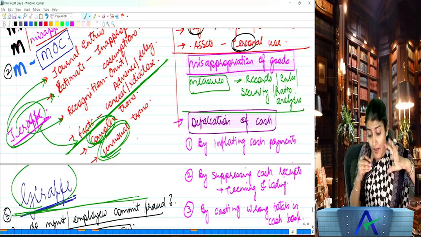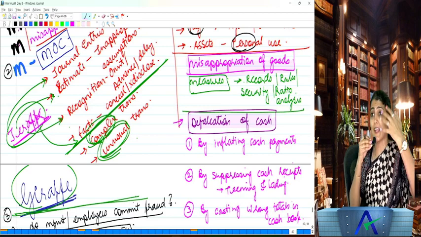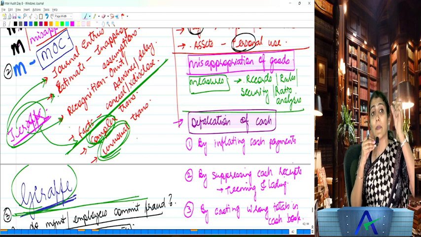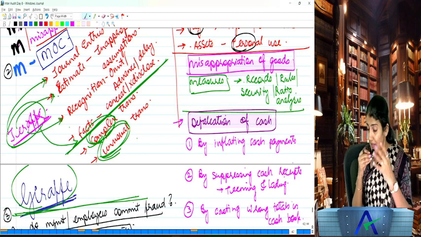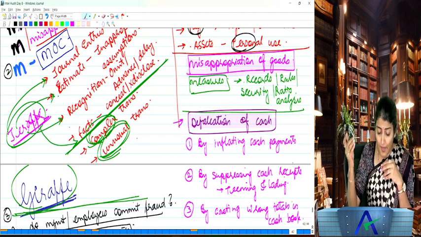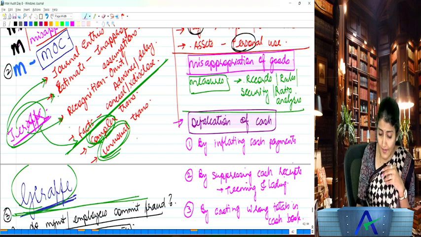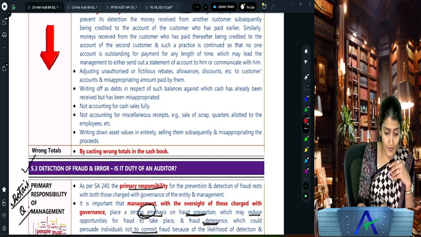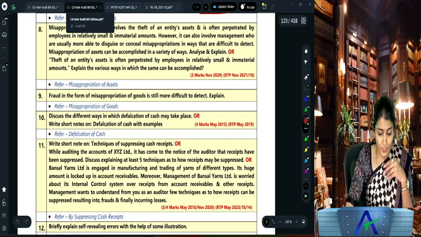Can they only ask you a question regarding inflating cash payments? Or can they only ask you a question regarding suppressing the cash receipts? Yes. Are you understanding that? Misappropriation of goods. And what is the second retail question over there? It is the defalcation of the cash, right?